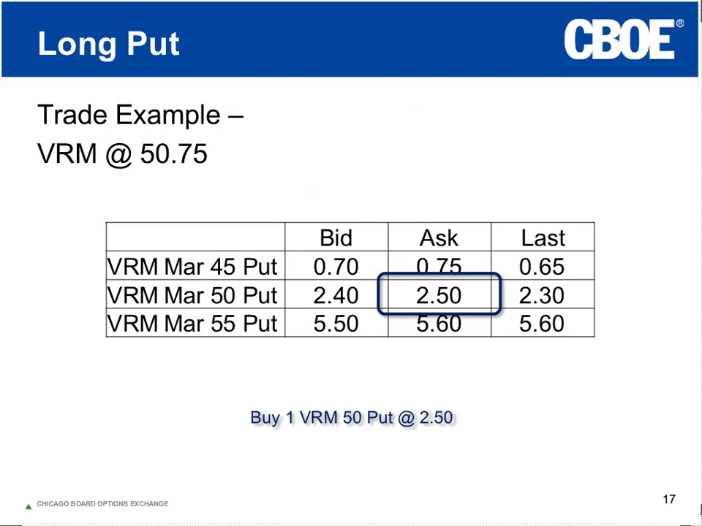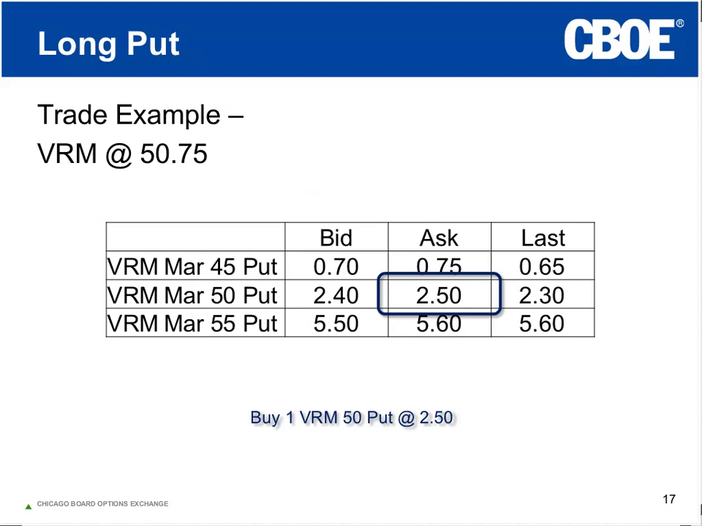And it was, why did I choose the VRM 50 strike put? Well, my target is 45, so I'm expecting the 50 strike put to be worth $5 at expiration. That would be a $2.50 profit on an option contract that I pay $2.50 for. And that's a 100% profit.